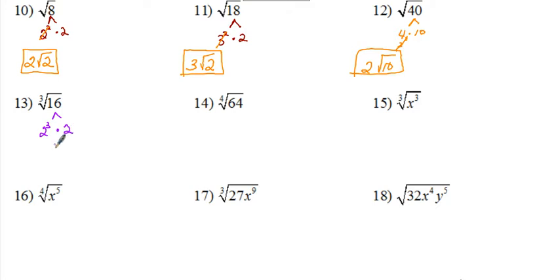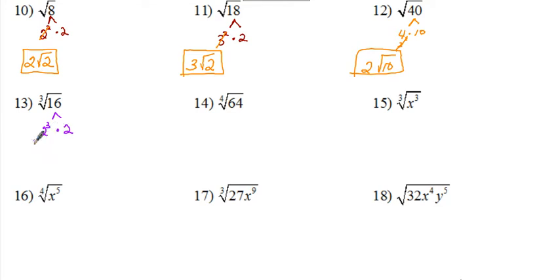Why did I choose to break 16 down into 2 cubed and 2 instead of 4 times 4? This isn't a square root. If I took the square root of 16, I would care that it was 4 times 4. But right now, I'm not looking at square roots, I'm looking at cube roots. I need to find perfect cubes that are factors of 16.